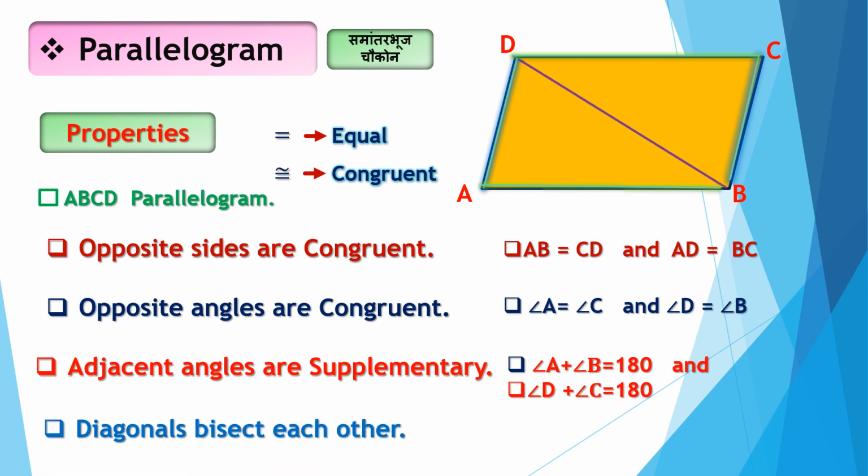Diagonals bisect each other. Here we see diagonal BD and diagonal AC. Both intersect each other at point O and they bisect each other. That means both are divided equally. That is AO is equal to CO and DO is equal to BO.